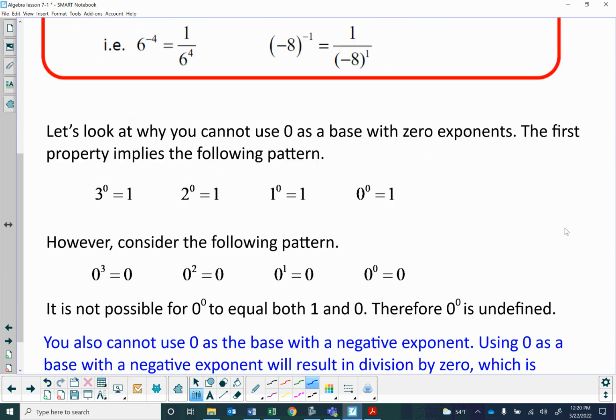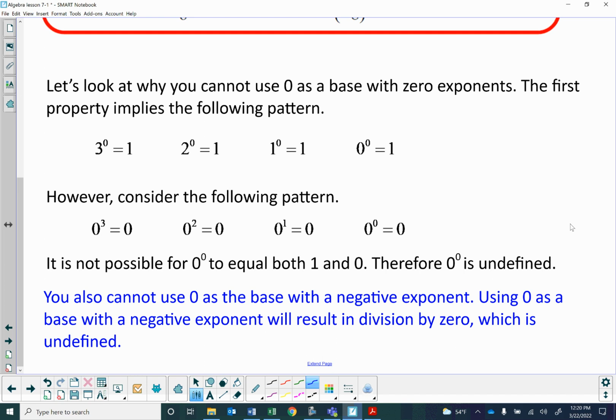Now let's look at why you cannot use 0 as a base, because in both of these instances, they told you that it had to be a non-zero integer base. Okay? So the first property implies the following. If we have 3 to the 0 equals 1, 2 to the 0 equals 1, 1 to the 0 equals 1, 0 to the 0 would equal 1 then. However, the second pattern is here.